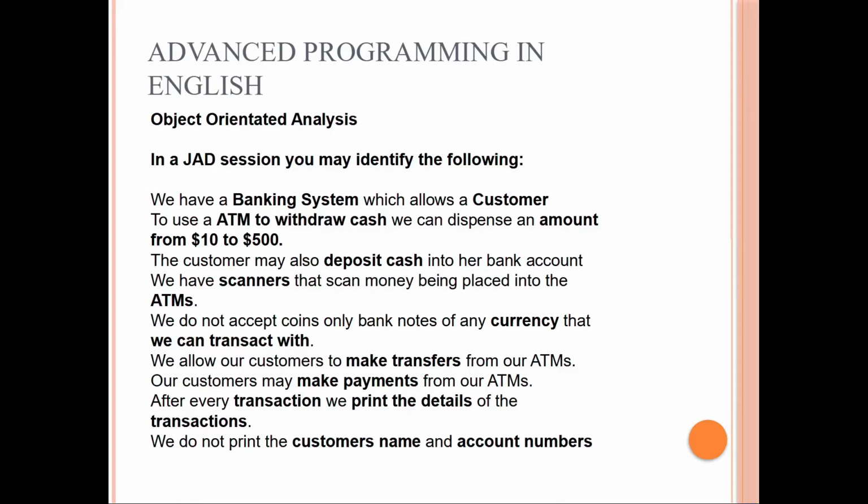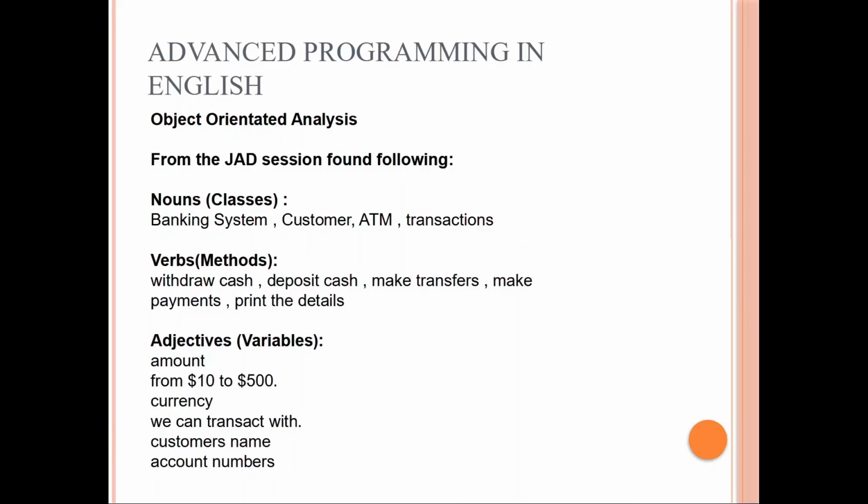We allow our customers to make transfers from our ATMs. Our customers may make payments from our ATMs. After every transaction, we print the details of the transaction. We do not print the customer's name and account numbers. So if you look here, all the words that are highlighted, you can see these are verbs, nouns, and adjectives. From that JAD session, this is what we learned. The nouns or the classes identified were banking system, customer, ATM, transactions.